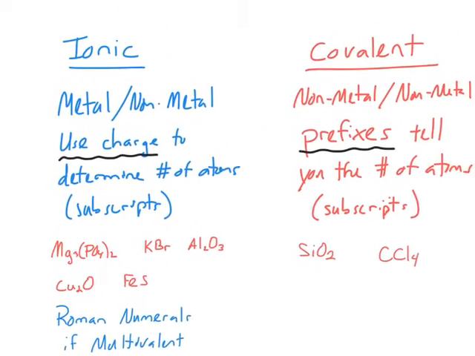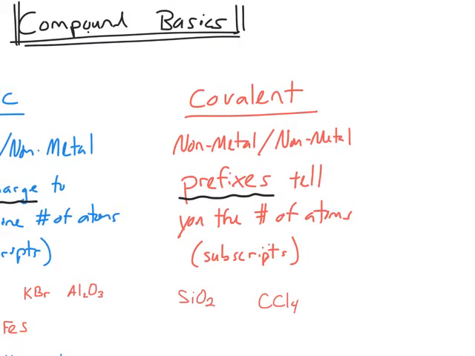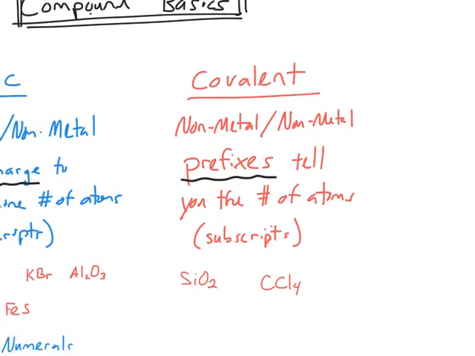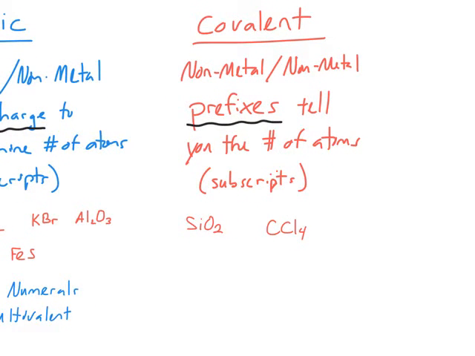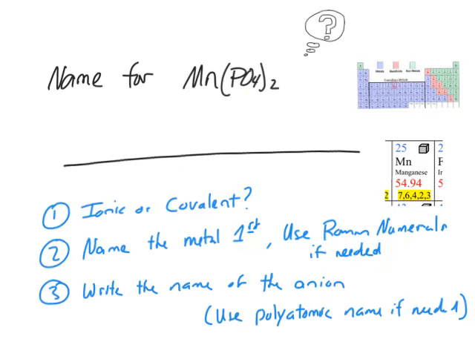When we skip over to covalent, we know that a covalent compound happens between a nonmetal and a nonmetal in the periodic table. We will use prefixes to determine the number of subscripts instead of charge. So when I take a look at compounds like silicon dioxide, SiO2, or carbon tetrachloride, CCl4, I'm using the prefix in the name to help me determine the subscript. So let's give this a try.